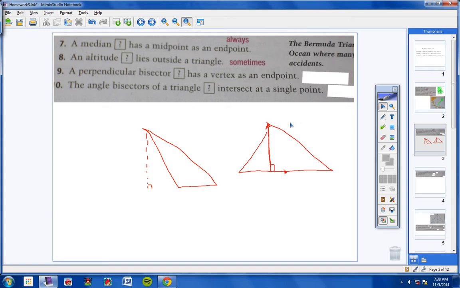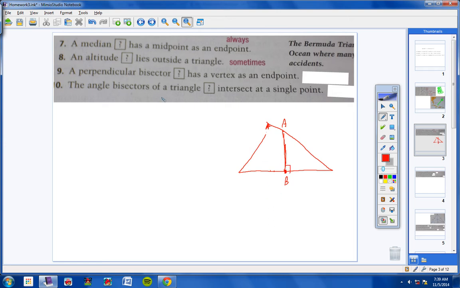Okay, number 9. A perpendicular bisector has a vertex as an endpoint. No, not always, okay? Let me show you an example. A perpendicular bisector has to run from a side so that it's in the middle and perpendicular. So this perpendicular bisector here, from this side, we'd come to the middle and then go straight up so that it's perpendicular. There. This segment here that I just drew, we'll call it segment AB, is a perpendicular bisector.